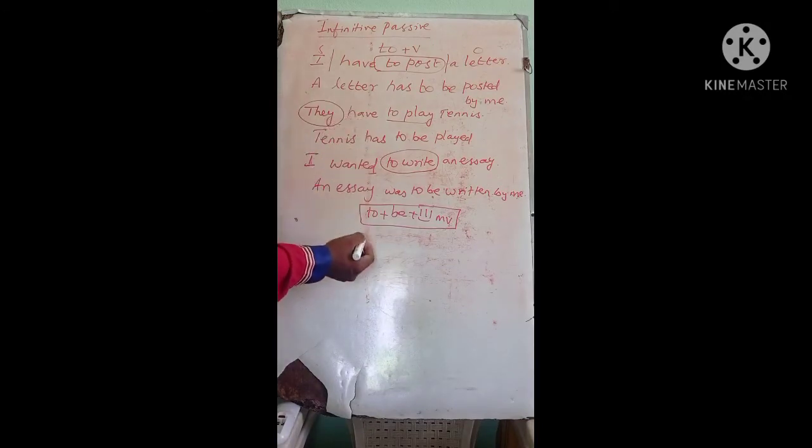So what's the rule for writing the infinitive passive form? Here you already know an object or subject should be here. To plus be plus third form of the main verb. Clear? This is the infinitive passive. This is an important type which will be asked in your question paper also. And now we'll deal with question tags, another topic in your grammar that is also in your unit 3. Clear?